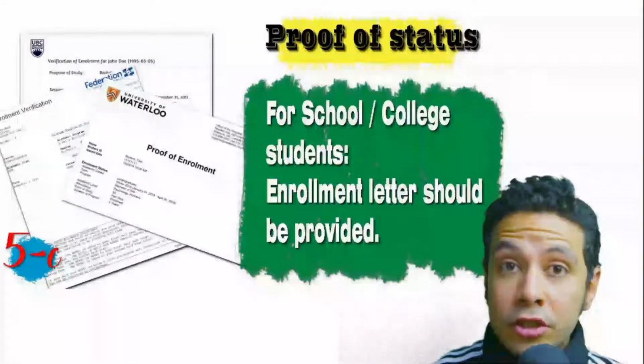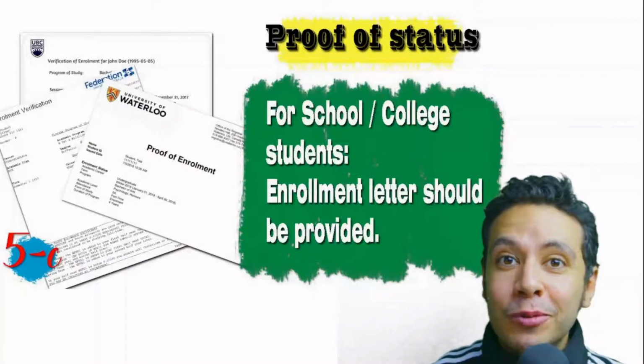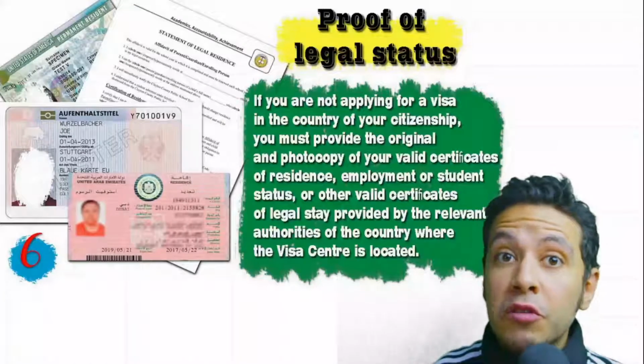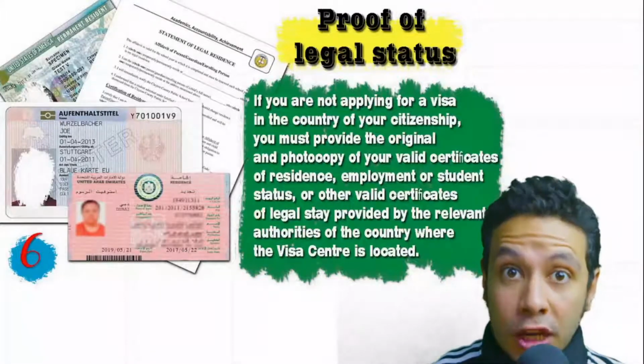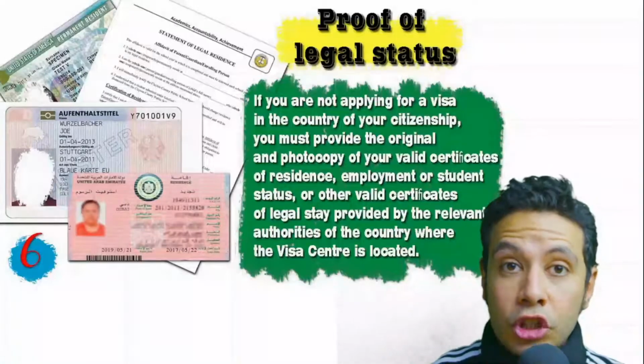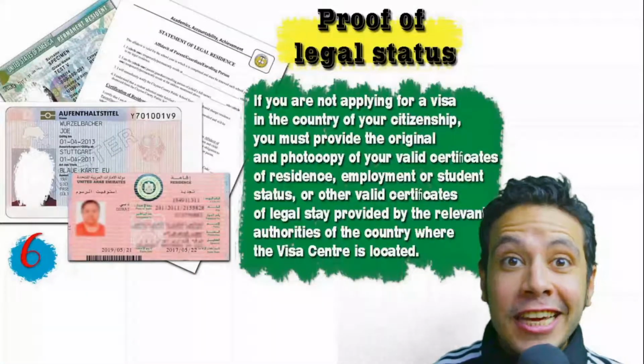But if you are a student in a school or a college, an enrollment letter should be provided from your university or your school. In some cases you might be applying from a country different from your own country. At that moment you will need to provide a proof of legal status, which is a certificate of legal residence in this country, and in some cases a valid residence visa for this country can also be accepted.